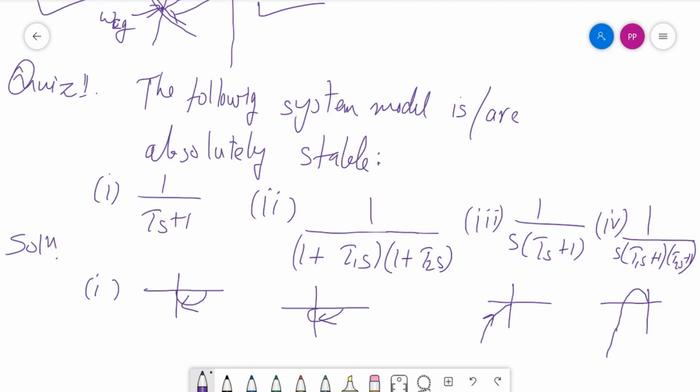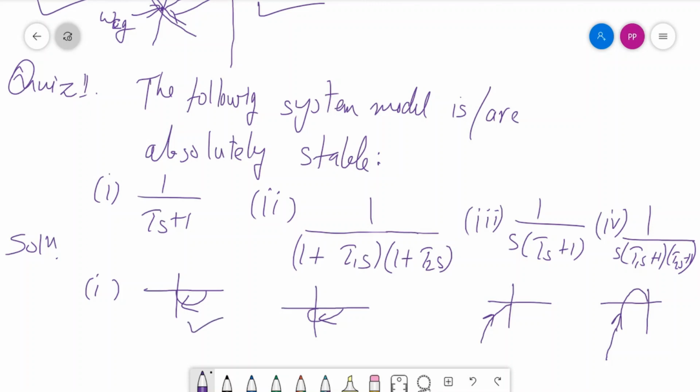So it is coming from omega equal to 0. So let us find out which of the transfer functions are absolutely stable. The condition for the phase margin and gain margin is that both should be positive, and the system phase should lie in the third and fourth quadrant. In this case, the system is in the fourth quadrant, so this is stable.